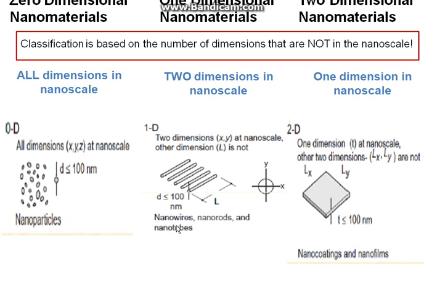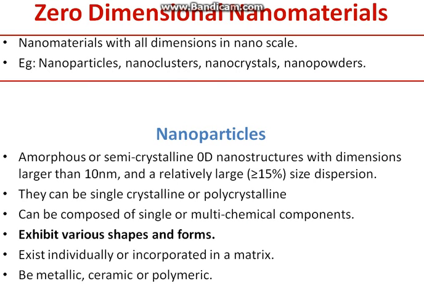So let's say for nanowires, nanorods, and nanotubes, the length and the diameter is going to be in the nanoregime. And for two-dimensional nanomaterials, only one dimension is in the nanoscale, and our representative examples here are nanocoatings and nanofilms, where the thickness is going to be in the nanoscale and the length and breadth can be in the microregime. So with that classification and its attendant definition, let's now go into the zero-dimensional nanomaterial types.